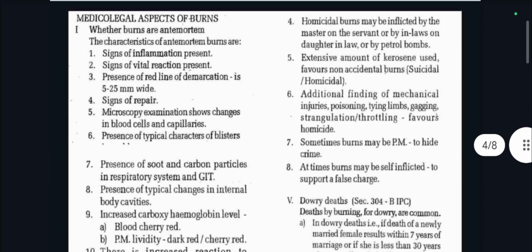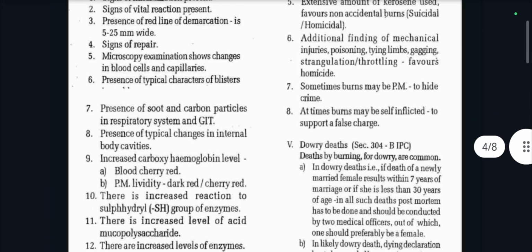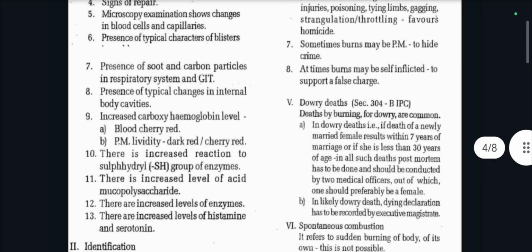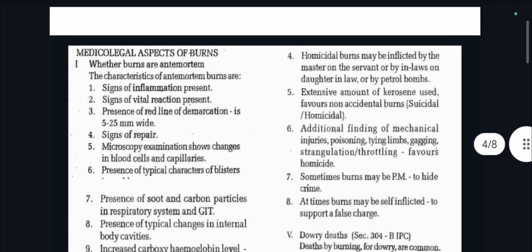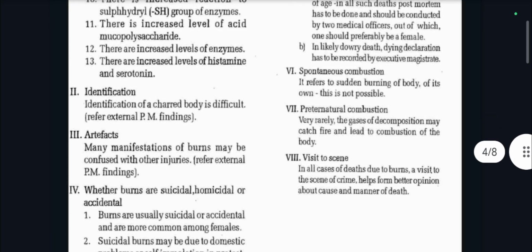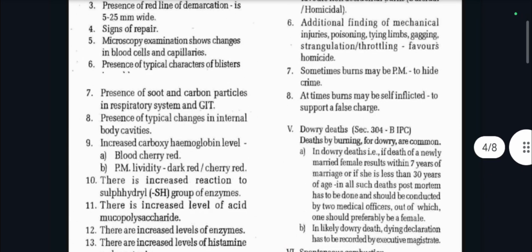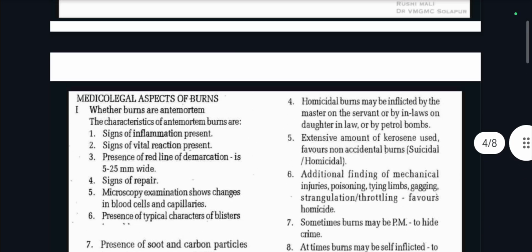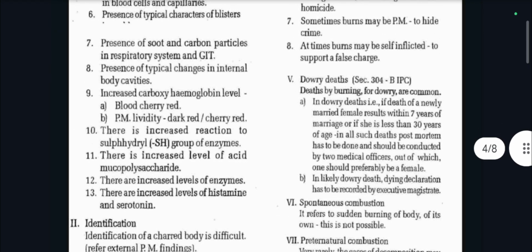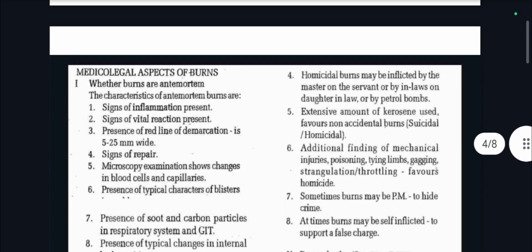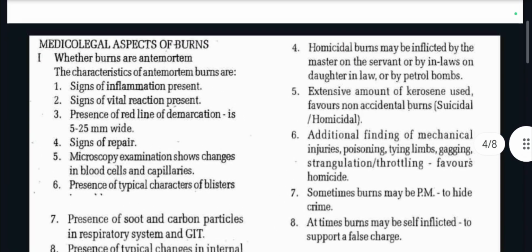Now, what are the medical legal aspects of burns? How many medical legal aspects are there? In the journal we have 13 medical legal aspects of burns. But basically, not 13, broadly we are going to learn 8 medical legal points, 8 headings under the medical legal aspects of burns. So the very first heading is whether burns are antemortem or postmortem.